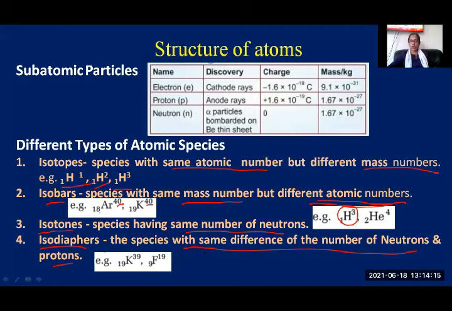If you look at the difference of number of neutrons and protons. So number of proton here it is 19, and number of neutron, if you calculate 39 minus 19, so how much it will be? 20, right? 19 proton it has and 20 neutron it has. Okay, so 20 minus 19, how much it is? 1. And if you look at here, 9 fluorine, 9 atomic number, so proton number is 9. And what is the number of neutrons? 19 minus 9, it is 10. Okay, so neutron number is 10. So 10 minus 9, 1. So here also the difference between neutron and proton, it is 1. And in this species also the difference between neutron and proton, it is 1. So such species which have same difference of the number of neutrons and proton is called as isodiaphers.